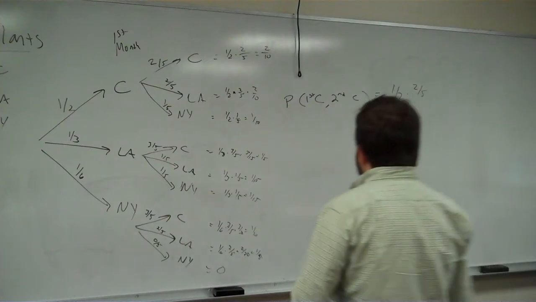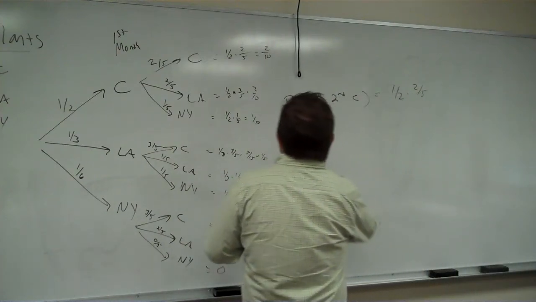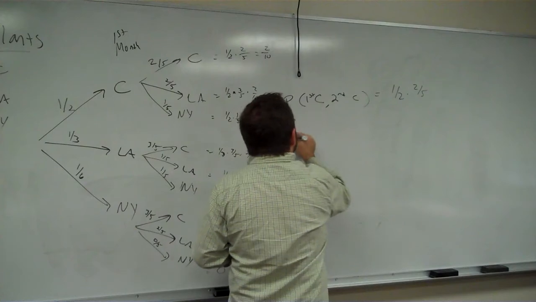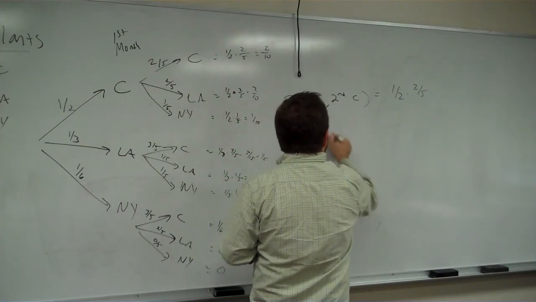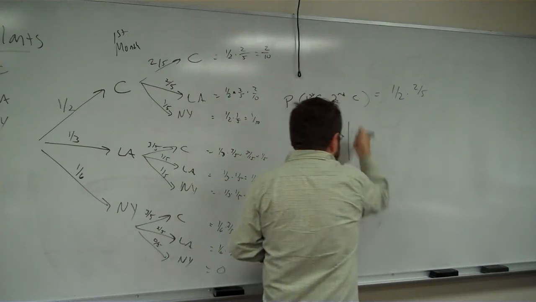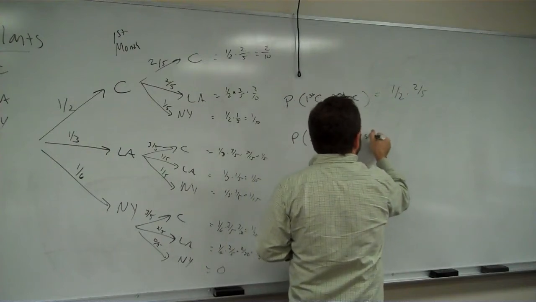We actually have a symbol for that. So what is the probability that the second city will be Chicago, and the symbol is a big straight line, given the first city was Chicago?